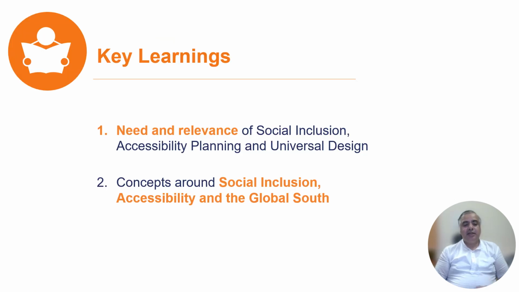With this understanding, friends, we are wrapping up at this point on what we learned throughout this module. In this module, we learned about the need and relevance of social inclusion from the lens of demographics, and therefore we could connect with the term accessibility planning and universal design on the larger whole with a perspective of the Global South.